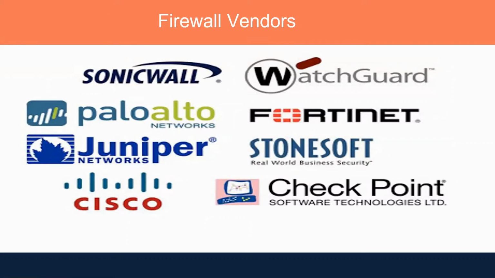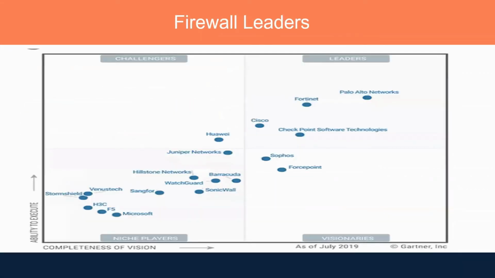There are many firewall vendors, and as per your research, Palo Alto is on top. If you want to see which firewall is on top and which firewalls are challengers, you can go on the Gartner website and get the live data. But this is the data I saw for September 2019, and at that time the Palo Alto firewall is on top.